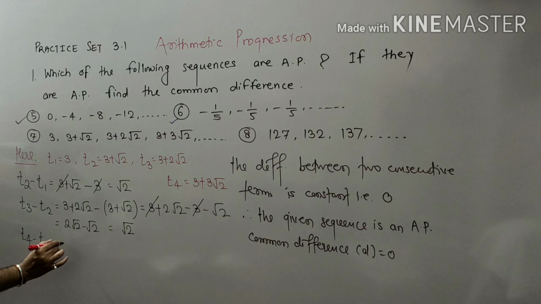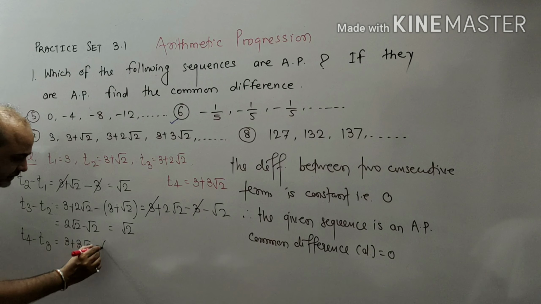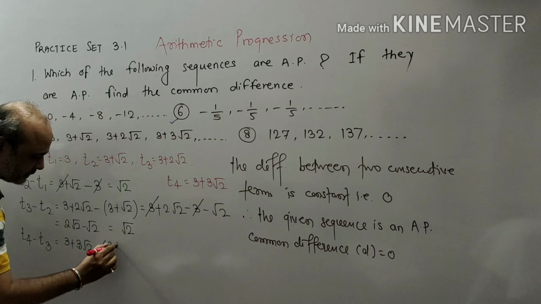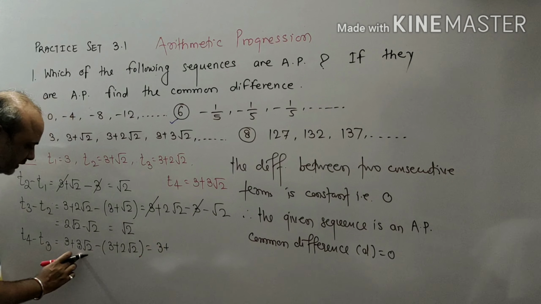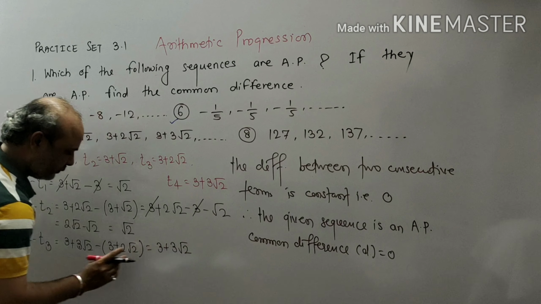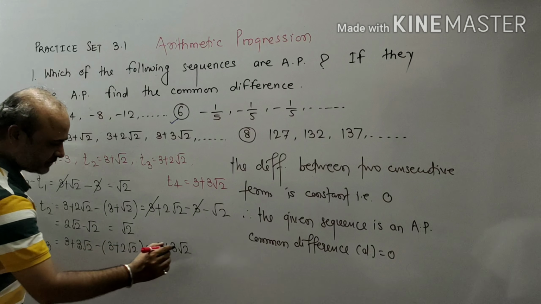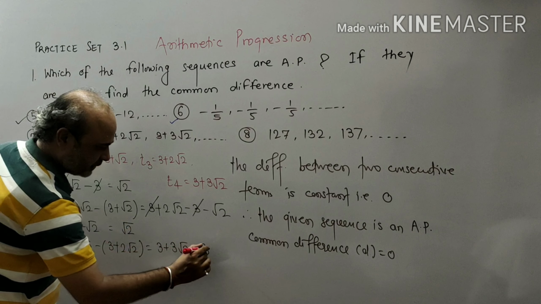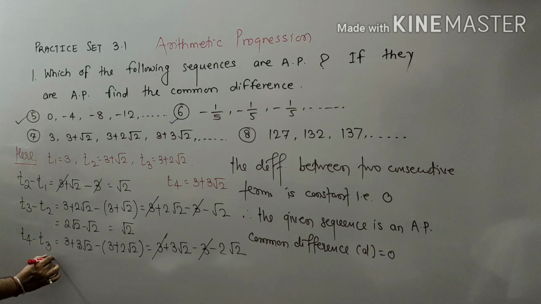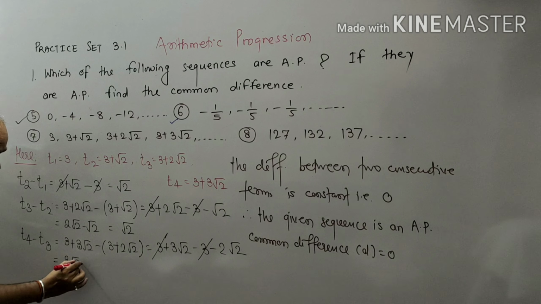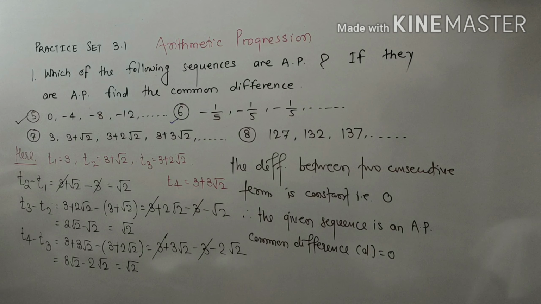Similarly, student, you will find T4 minus T3. T4 is 3 plus 3 root 2 minus T3, which is 3 plus 2 root 2. Now we will open the bracket. There is a minus sign, so all signs will change. So plus 3 becomes minus 3 and plus 2 root 2 becomes minus 2 root 2. So plus 3 minus 3 cancel out and you will get 3 root 2 minus 2 root 2, which is 1 root 2. Clear?